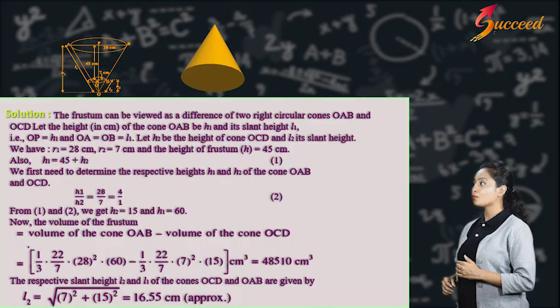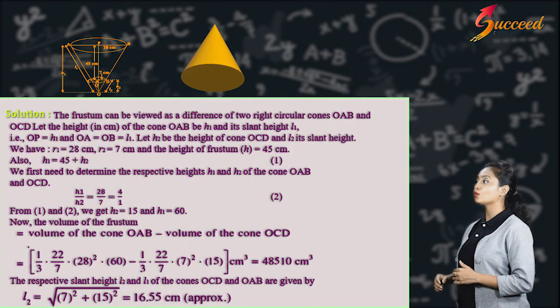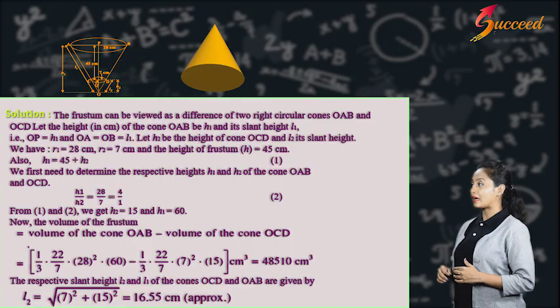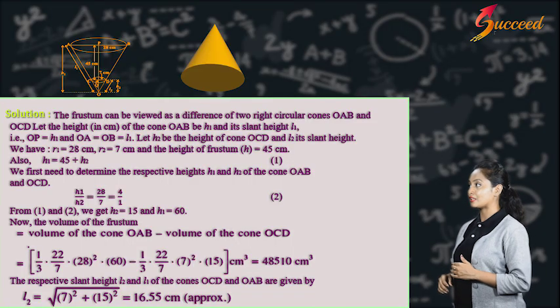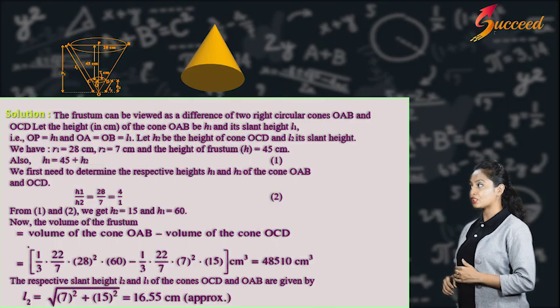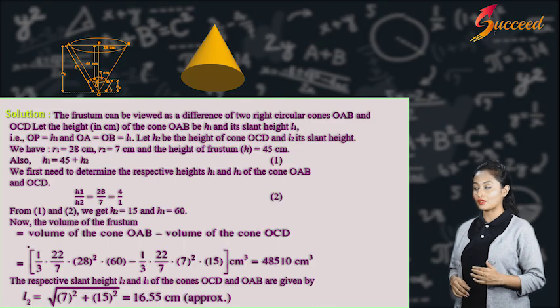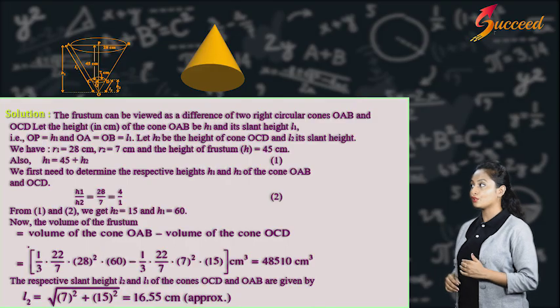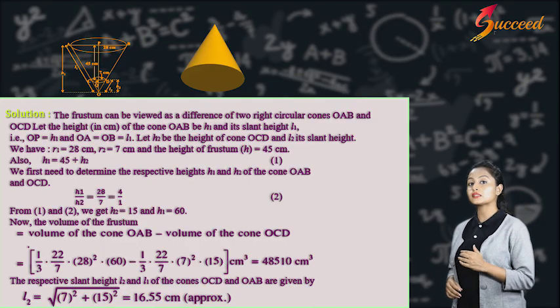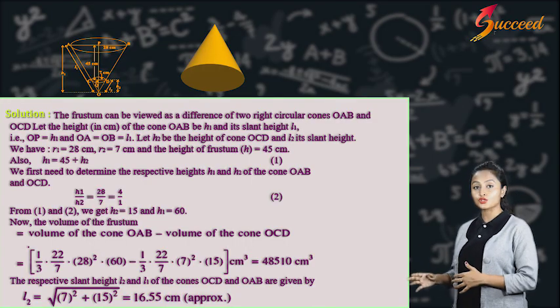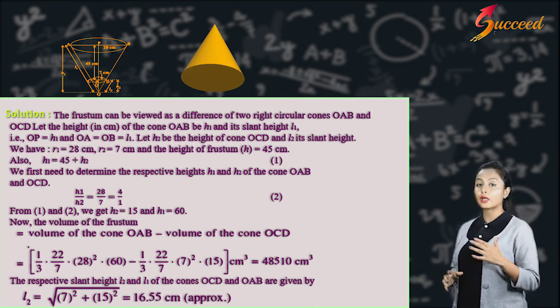Now from equation 1 and 2 we can write it as volume of the frustum is equal to volume of the cone OAB minus volume of the cone OCD. Now substitute the values and you get 1 by 3 into 22 by 7 into 28 square into 60 minus 1 by 3 into 22 by 7 into 7 square into 15 centimeter cube. On resolving, you get 48,510 centimeter cube.